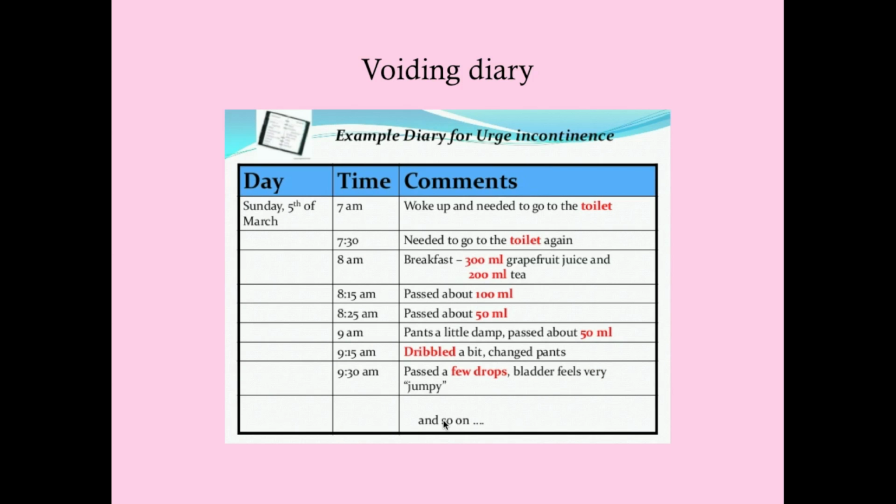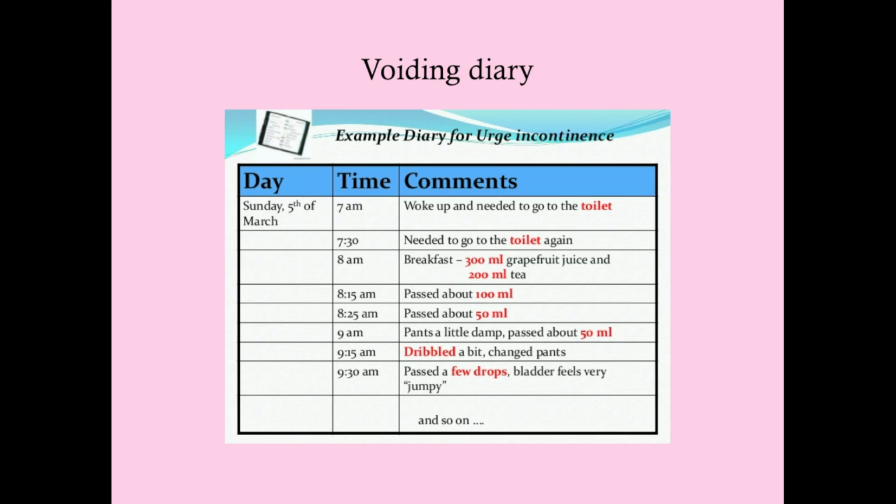Okay. So this is a voiding diary. Now, when you have a patient who complains of incontinence, most of the time by getting a decent history, if she can relate to you these things, if she remembers, just by getting a clinical history, you will be able to pinpoint what type of urinary incontinence it is.